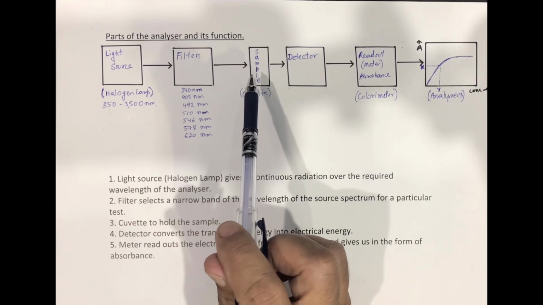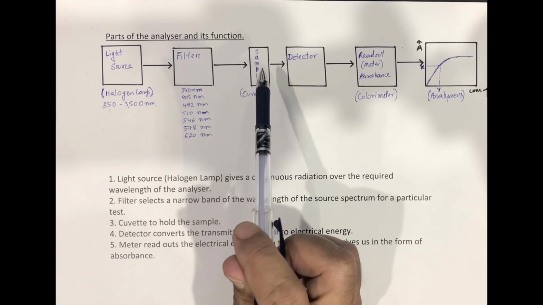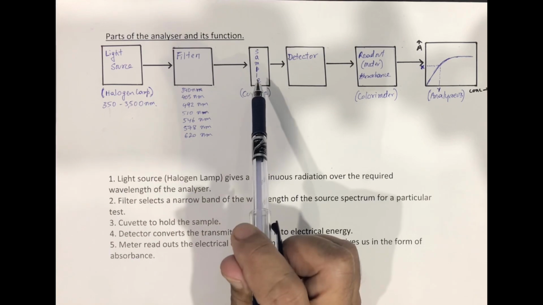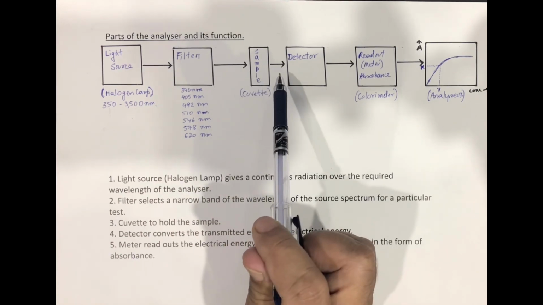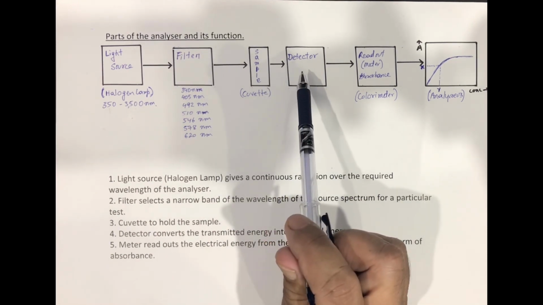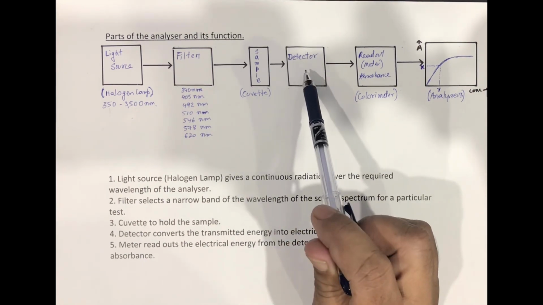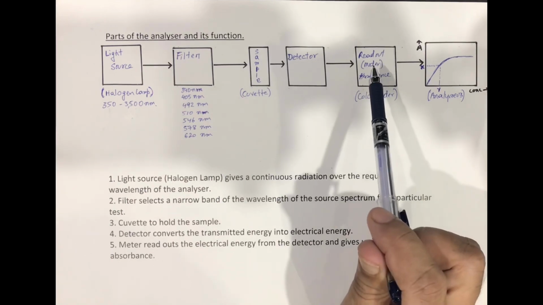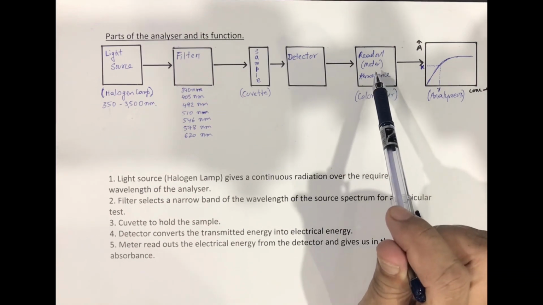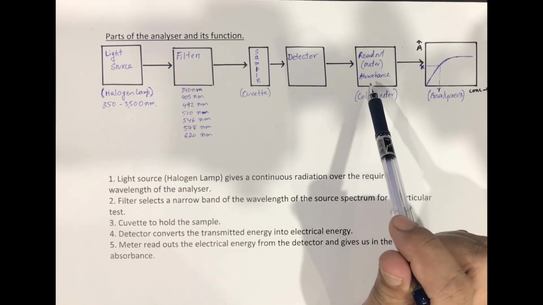This radiation falls on the sample. Now, depending upon the concentration of the sample, a certain amount of light is absorbed and the rest is transmitted. The transmitted energy is converted into electrical energy by the detector. This electrical energy is read out by the meter as absorbance. This is what happens in a colorimeter. We get the reading as absorbance.